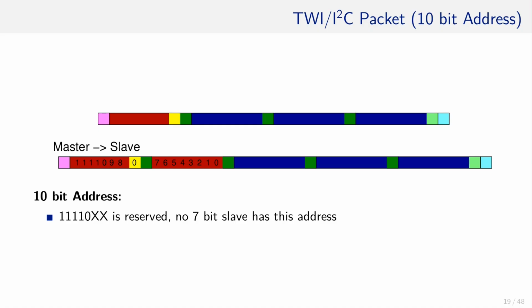Therefore, the I2C protocol has to make sure that no 7-bit slave reacts to the first 7 bits of a 10-bit address. Therefore, no 7-bit slave has the address starting with 4 ones followed by 1 0 and any other 2 bits. For instance, the addresses 11110000 and 11111010 are reserved.